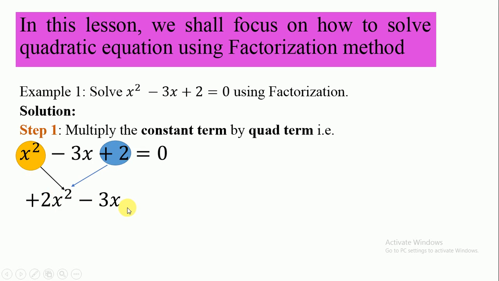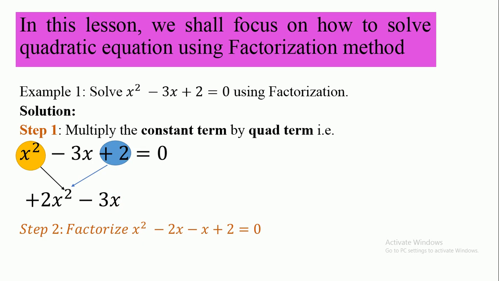So at this point you have to reason. Factorization method requires a kind of reasoning. You have to think critically on 2 algebraic expressions that when you multiply, it gives plus 2x squared, and when you add, it gives minus 3x. So you have to think about that.